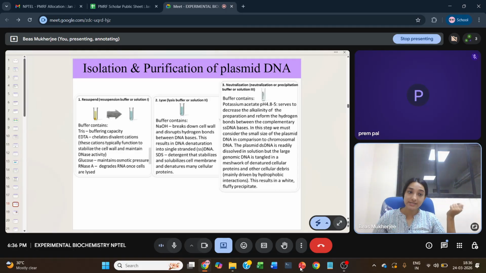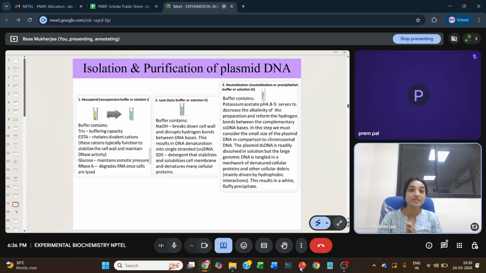Now we have the neutralization or precipitation step. So what is happening here? The buffer contains potassium acetate of pH 4.8 to 5. It serves to decrease the alkalinity of the preparation and reform the hydrogen bonds between the complementary single-stranded DNA bases.